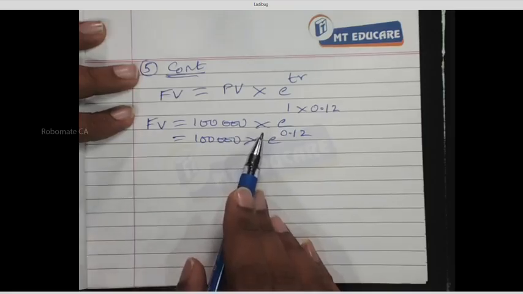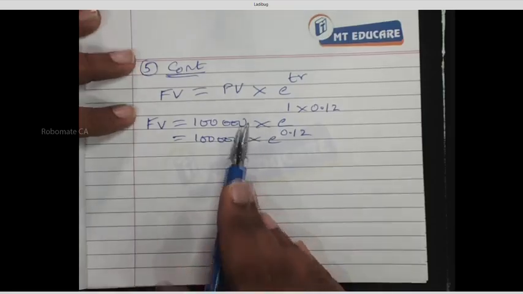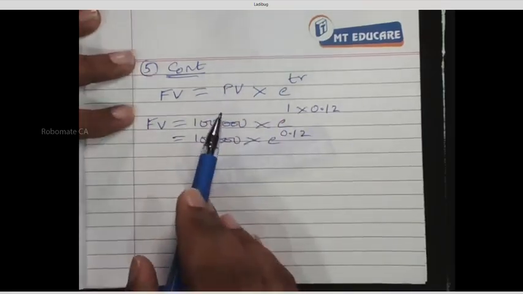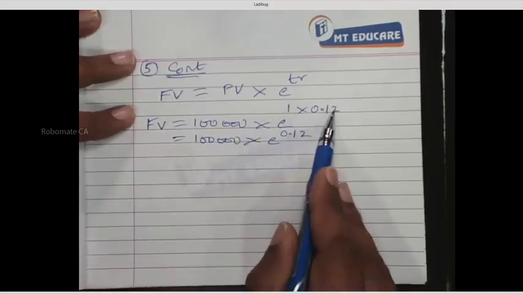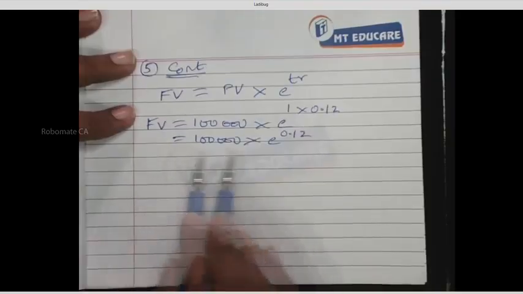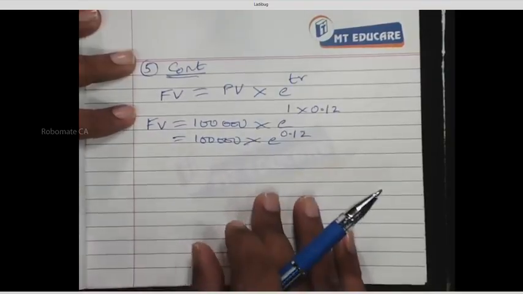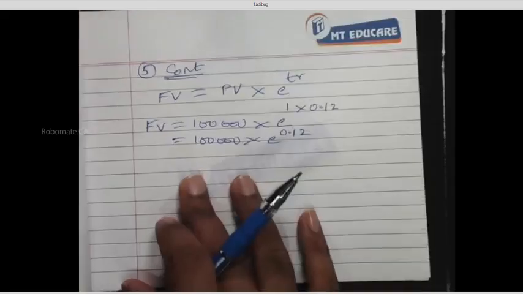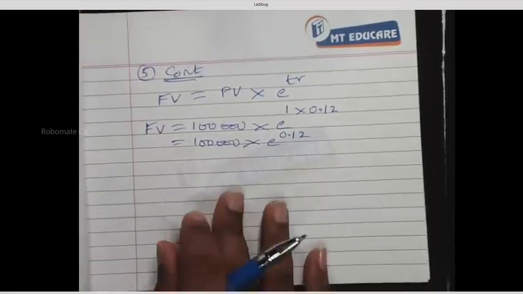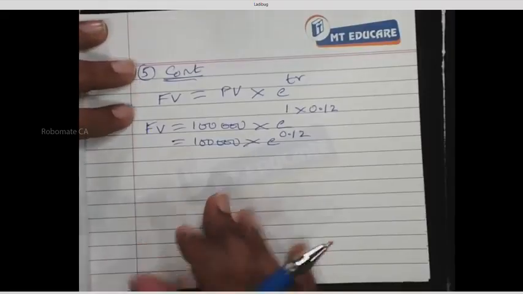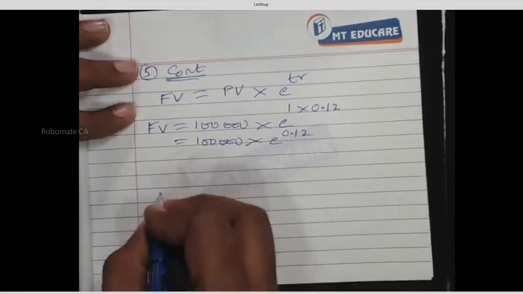If I deposit for 1 month, how will I express it here? 1 by 12 years. Yes or no? In this problem, I am depositing for how many years? 1 year. So 1 lakh deposited for 1 year at what percent? 12%. So 1 lakh into e power 0.12 will be the answer for this particular problem. Everybody yes or no? The question is, how to find out e power 0.12? Now I'll leave a line to complete this.